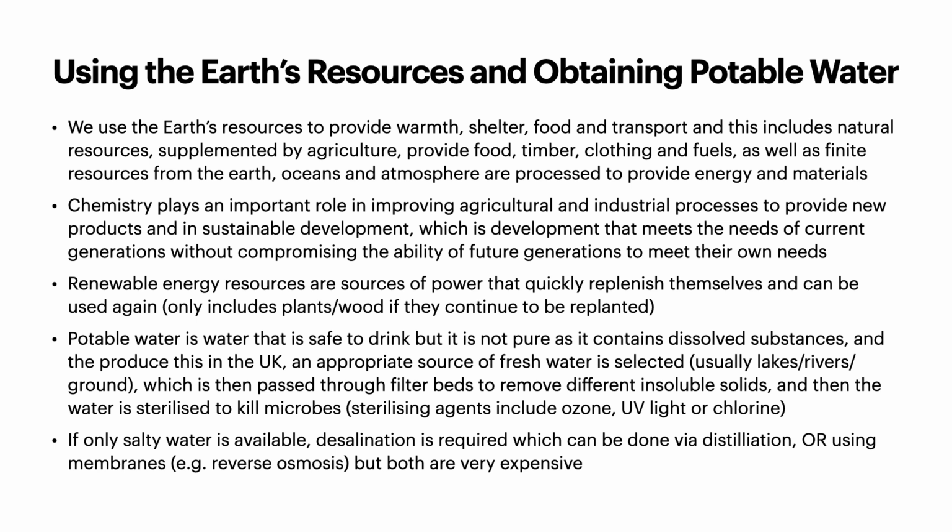Potable water is water that is safe to drink, but it's not pure as it contains dissolved substances. And to produce this in the UK, an appropriate source of fresh water is selected, usually lakes, rivers, or the ground. You usually see on certain bottles of water, whether it's come from a mountain or something, which is then passed through filter beds to remove different insoluble solids, and the water is sterilised to kill microbes. Sterilising agents include ozone, UV light, or chlorine. Much like in a swimming pool you'd have chlorine, that's to help sterilise the water.